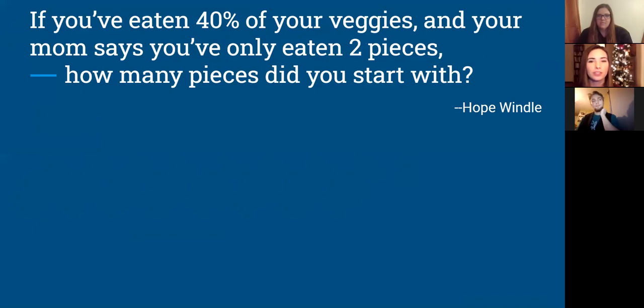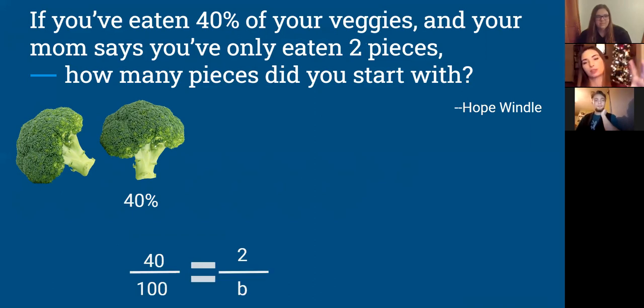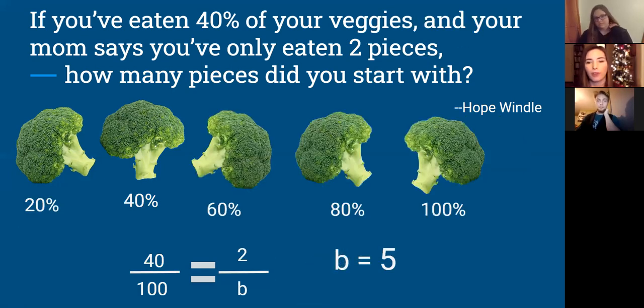So we know we've eaten 2, and we know that 2 is going to be 40%. So we know percent is 100, and we know that we have 40 of 100. So we're going to have to do this little equation. We're going to cross multiply and divide. 100 times 2 is 200, divided by 40 is going to be 5. So B is going to be 5. We started out with 5 pieces of broccoli. I think that's fair since we ate 4 pieces of candy. Half the balance.